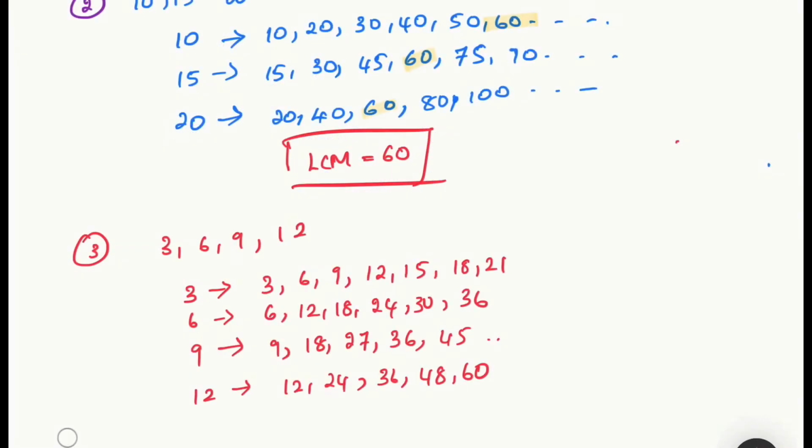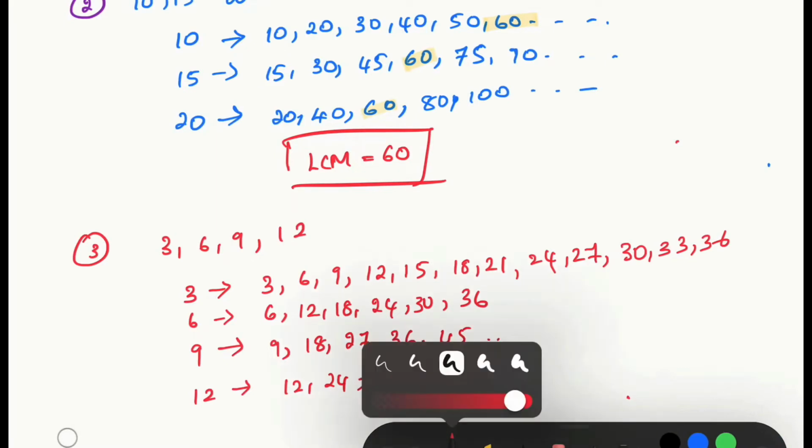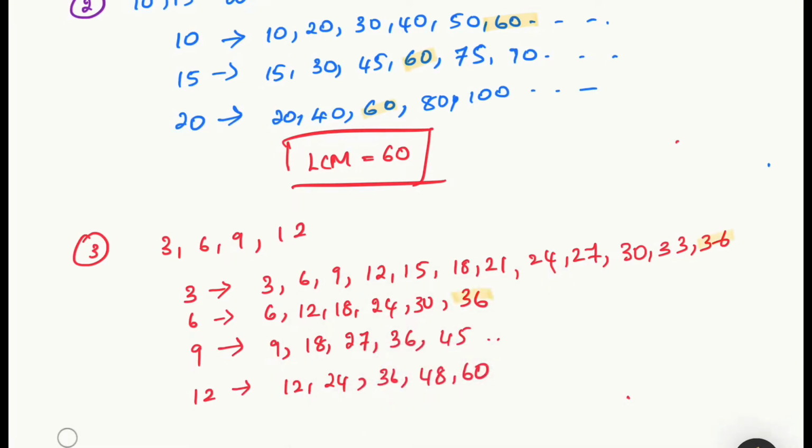Till now I haven't got the least common multiple for all this. So let me continue with this. 21, 24, 27, 30, 33, 36. Now taking 36, I feel that 36 is the least common multiple for all those three numbers. Do we have any other common multiple? No. 24 we have in all those three but not in 9. So our LCM is equal to 36. Hope it's clear to all.